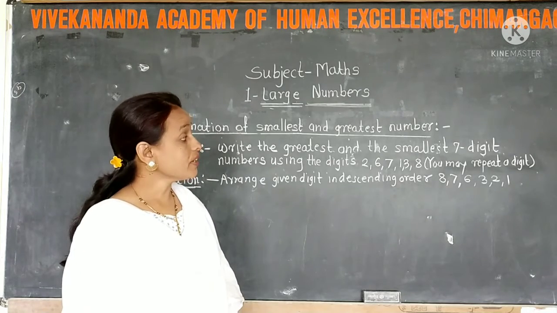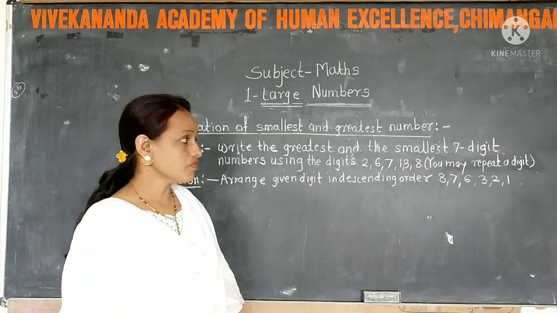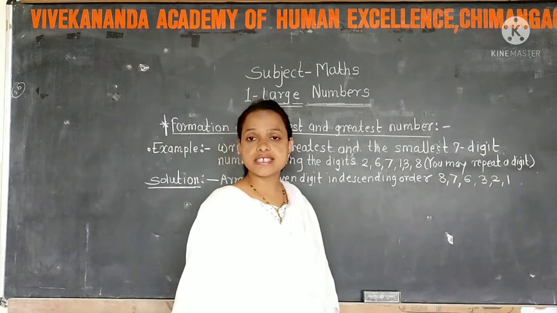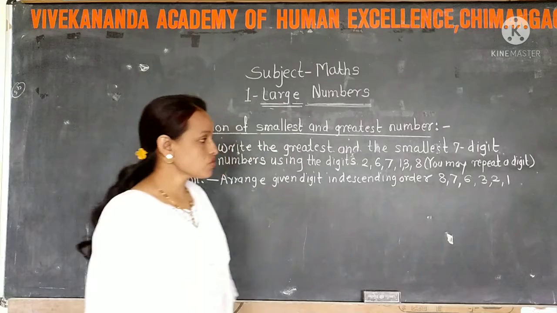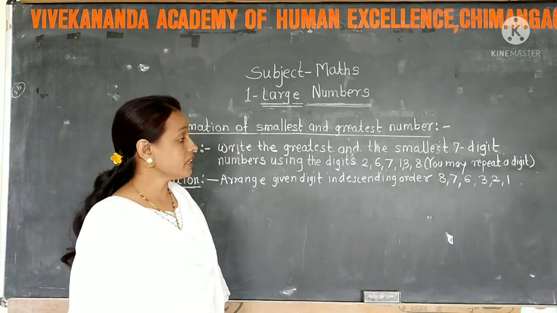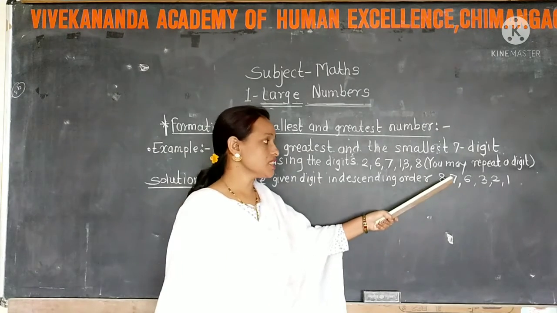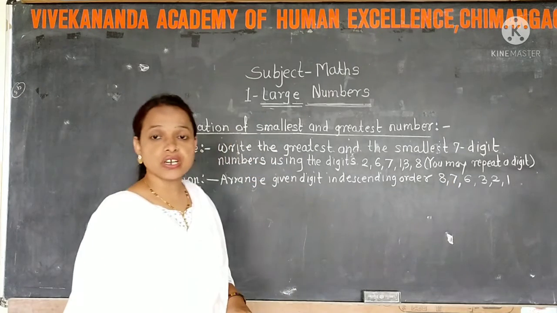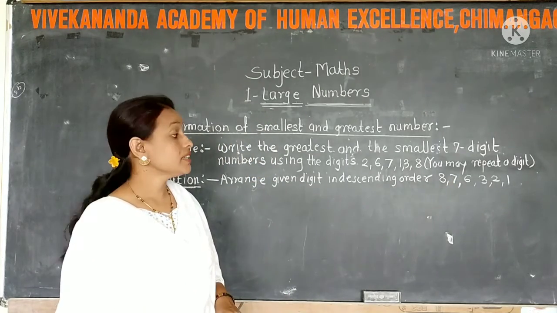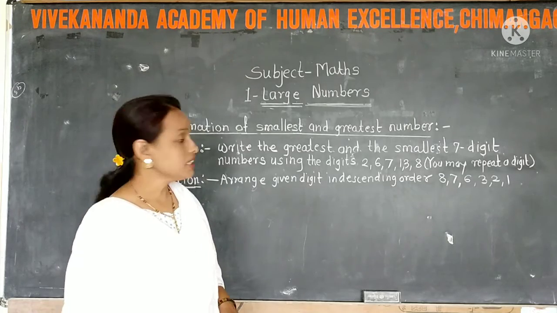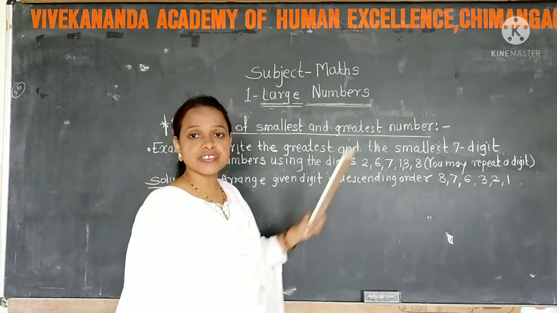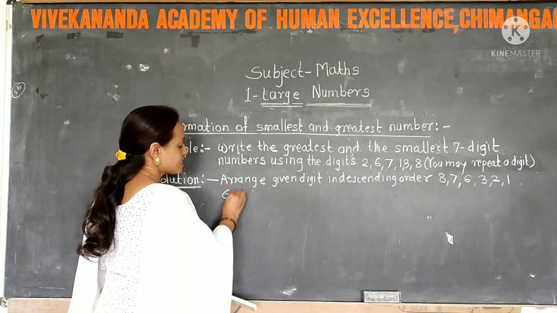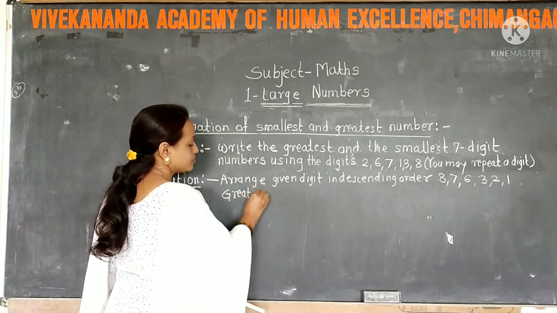But here we have to form a greatest 7-digit number. And here 6 digits are given. So first of all, among these 6 digits, the greatest digit is 8. So here we may repeat digit 8 to make a greatest 7-digit number. So here we get the greatest 7-digit number.